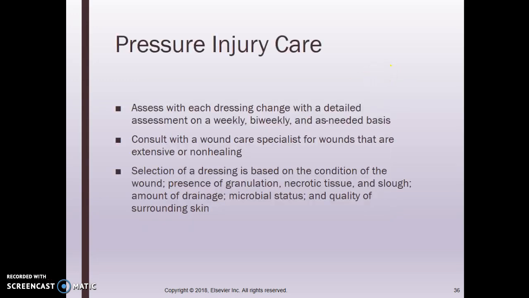And then our injury care, you can read through this in the book, and that's it for chapter 14. So the other chapters will be coming as well, but this can get you started.